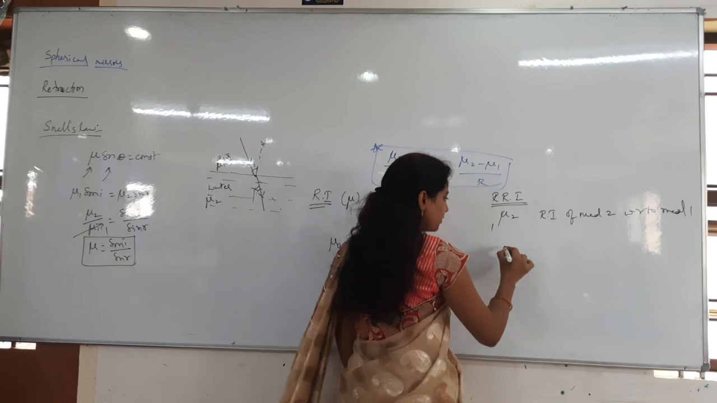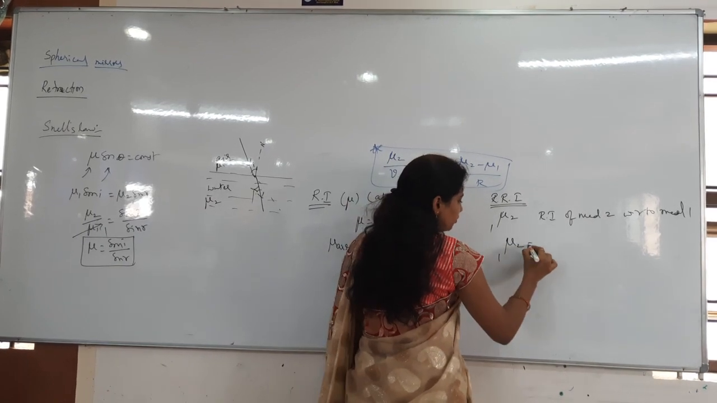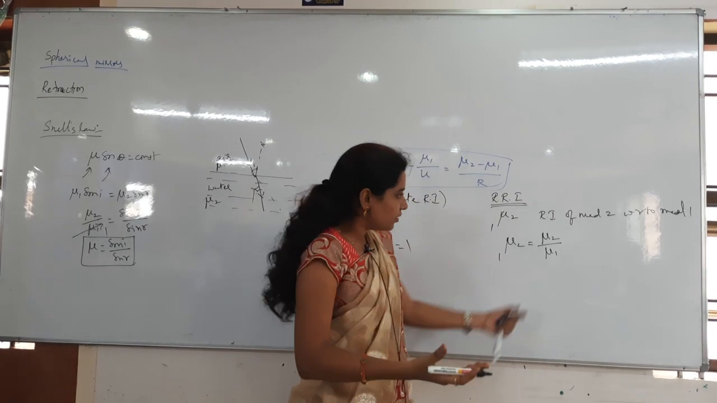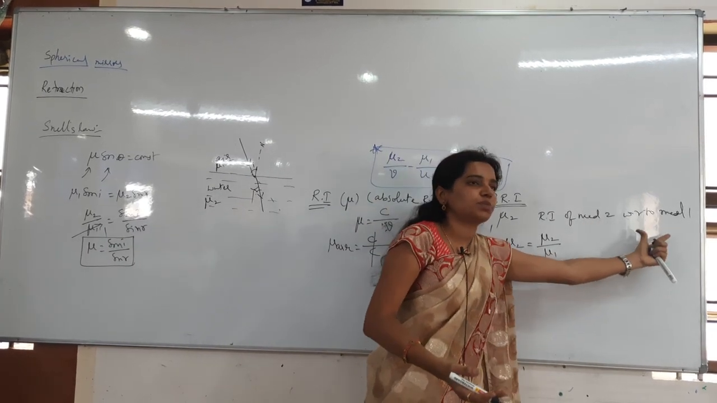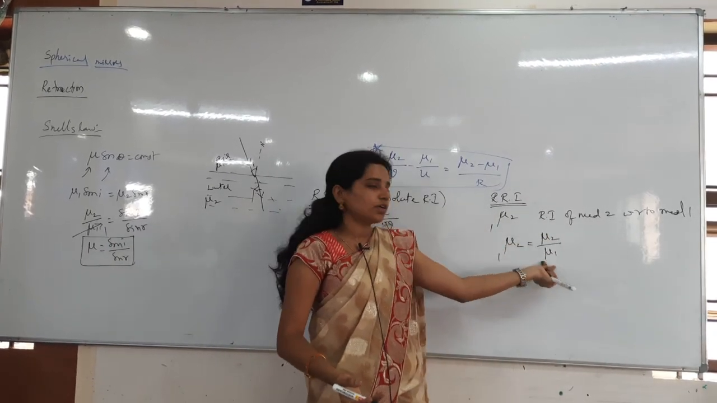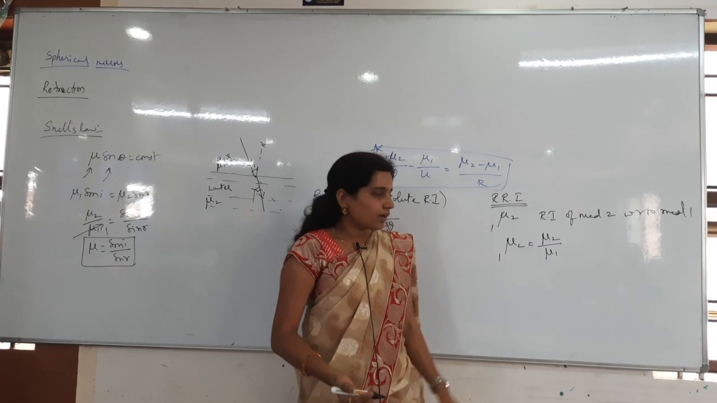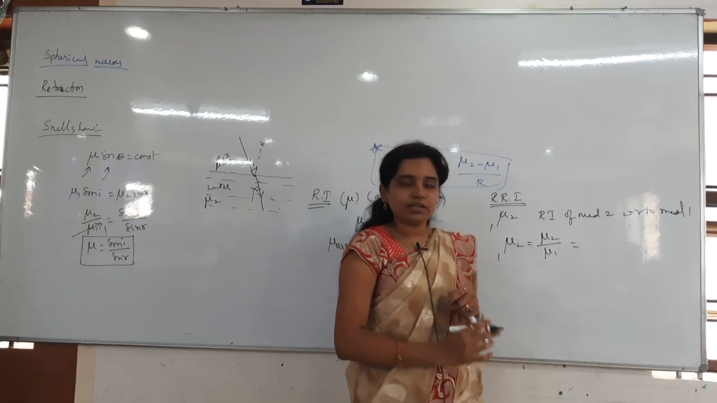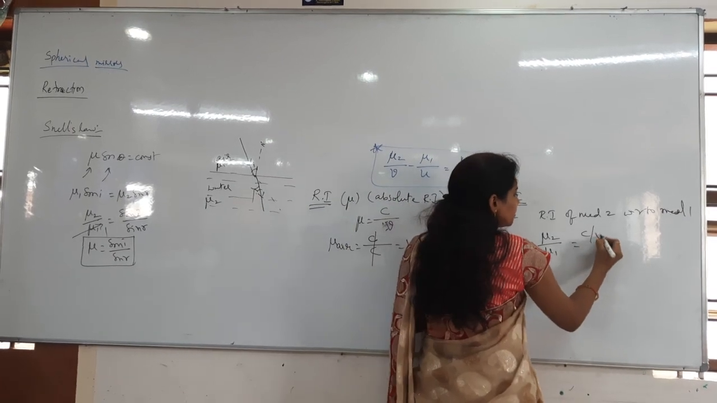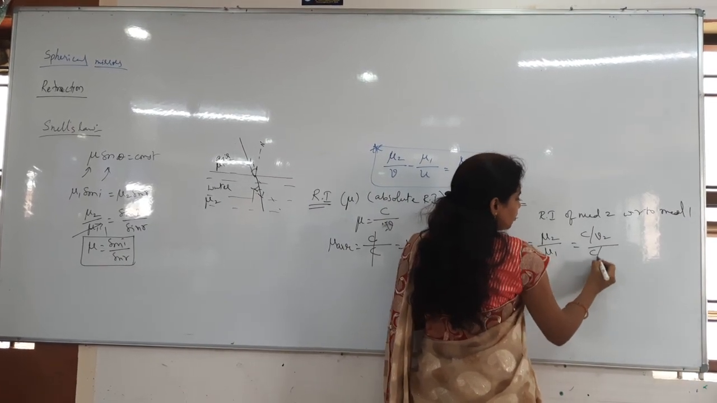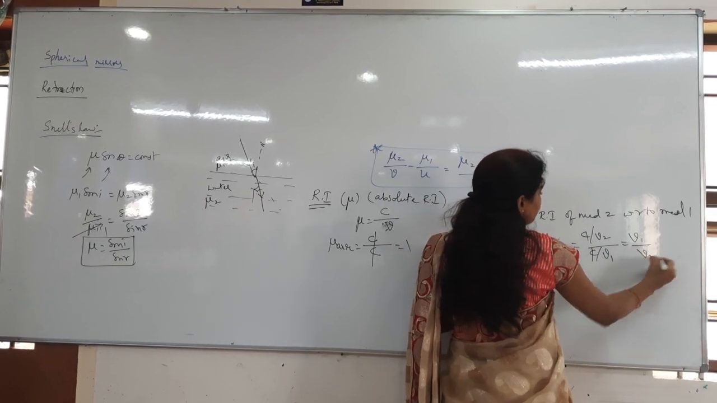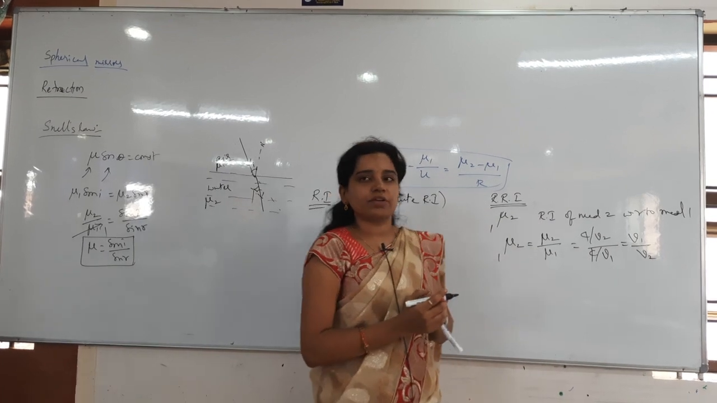How do we write this formula? Mu 21 is equal to mu 2 by mu 1. In words, we say medium 2 with respect to medium 1, medium 2 out of medium 1. Now, what is the formula for mu? C by V. C is constant, so mu 2 divided by mu 1 is C by V2 divided by C by V1, which gives V1 by V2, and in terms of wavelength as well.